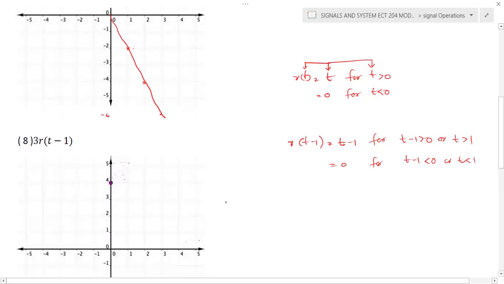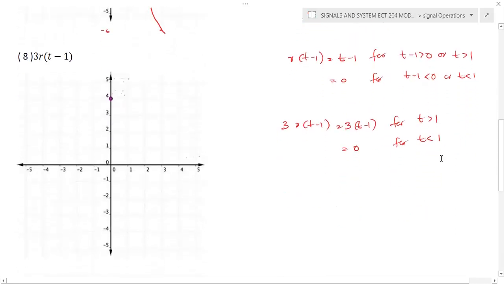Now we need 3r of t minus 1, so we need to simply multiply this t minus 1 by 3. So it is 3 into t minus 1 for t greater than 1, and 0 for t less than 1. So this is actually amplitude scaling. There is no change in the independent variable, so don't change the condition values. Now you can try the values.